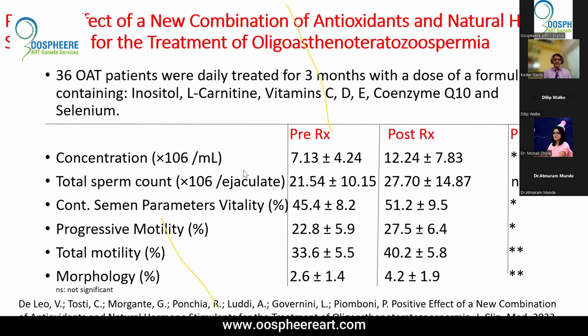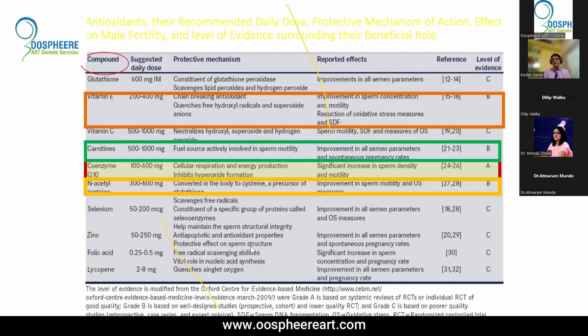Again, a new combination of antioxidants paper from 2022. Sperm count improves, progressive motility improves, total motility improves, pregnancy outcome is something very different. So from this study, we know level A evidence is in coenzyme Q10. See the doses, 100 to 600. Now, when you select a combination, it's generally 100 milligrams only. Now, all that nonsense, ubiquinone and reduced form and oxidized form, all has to be forgotten.